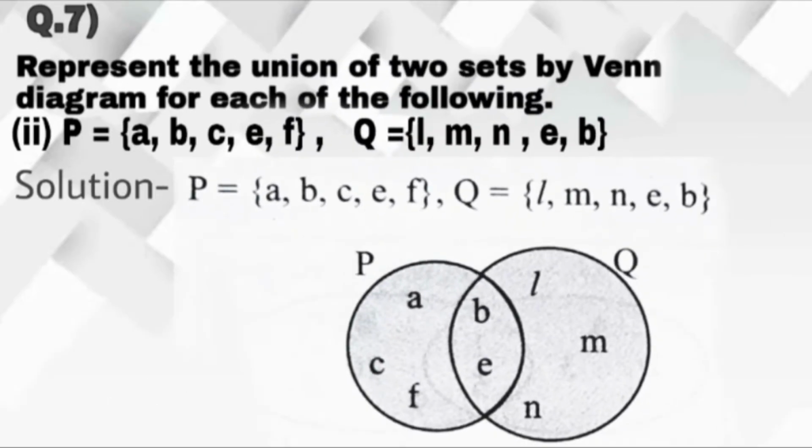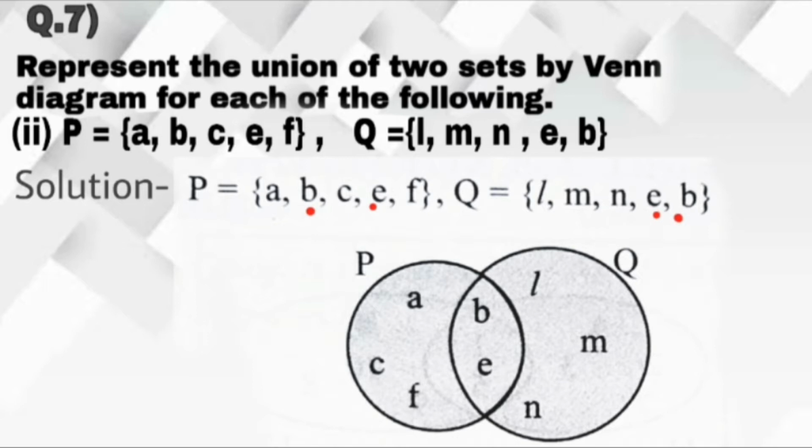Here set P has elements A, B, C, E, F, and set Q has elements L, M, N, E, B. So these are the elements of sets P and Q. We have to draw Venn diagram of union of these sets. So here also the common part is present. The common elements are B and E. Both the sets have B and E.